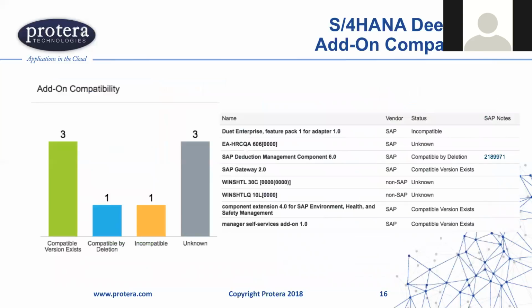Then we have examples around the add-on compatibilities. So you can see a few here that are shown to be unknown. So we would provide guidance on Wind Shuttle, for example, if this is going to be supported for S4, as well as you can see Duet Enterprise, which is provided from Microsoft. It is incompatible with S4HANA. This would be 1709. So we would provide guidance of what the customer should do in this scenario.